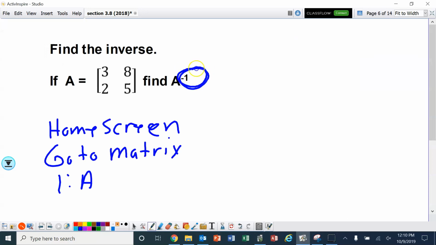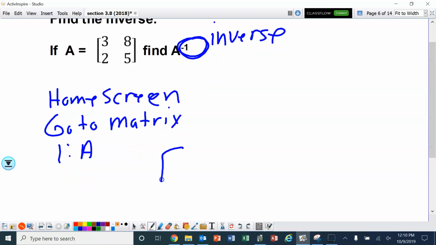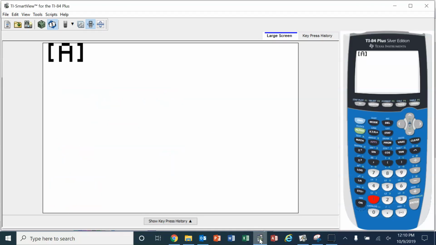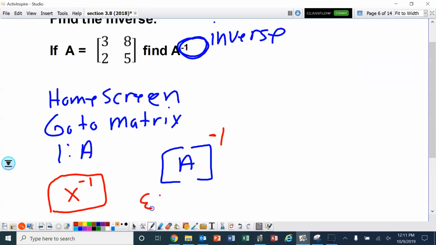Now, that is telling us inverse. All right, so this is what we see on our home screen right now. Now I need to get that -1 to show up. Well, that is also the matrix button. If you look for this button, that's the button we're going to hit. We're going to hit that button, and it puts that -1 for an exponent on there. Then all we have to do is hit enter.